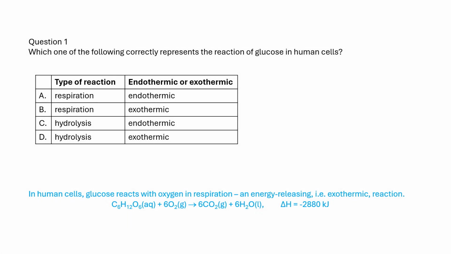The pathway cannot change the status of thermochemistry. The combustion of glucose is exothermic in vitro, also respiration of glucose is exothermic in vivo. So, B is correct.